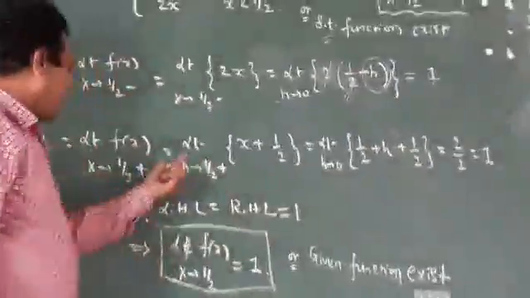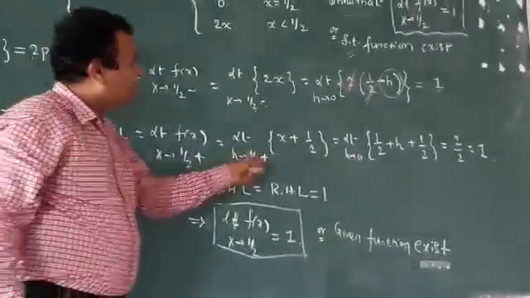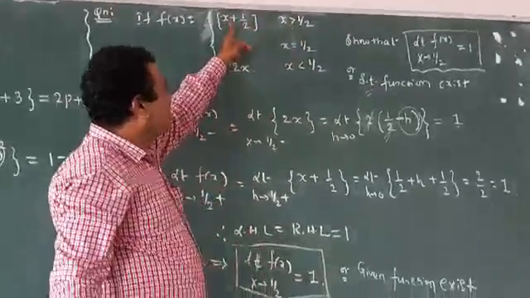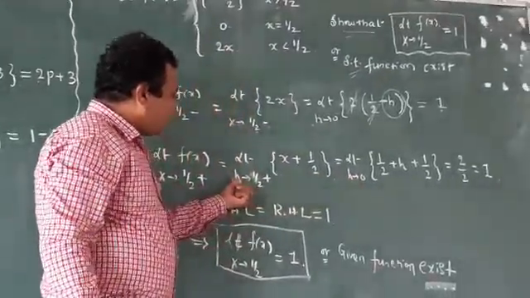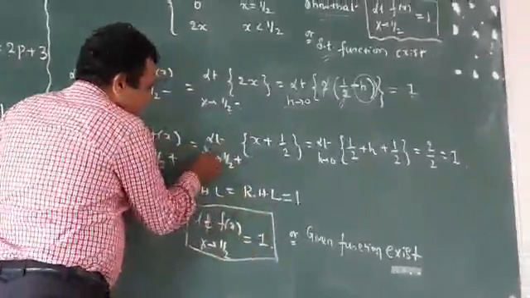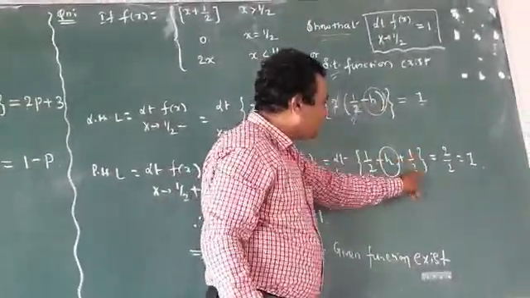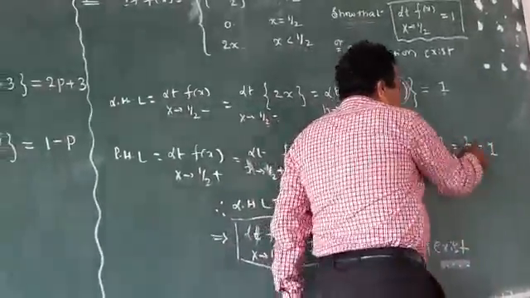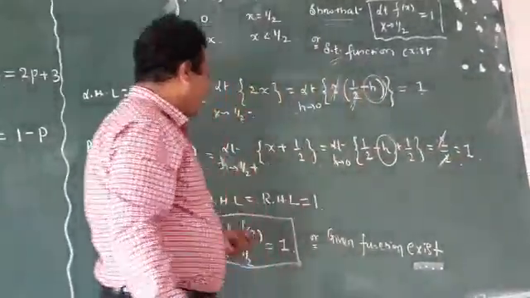Okay. Similarly, for the RHL value, limit of the function as x tends to 1 by 2 plus h. For x greater than 1 by 2, you consider the function x plus 1 by 2. As h tends to 0, x tends to 1 by 2 plus h. So as h tends to 0, we get 1 by 2 plus 1 by 2. Here the LCM is 2, 1 plus 1 is 2 again, so it is 1. For LHL and RHL, both the values are 1 only.